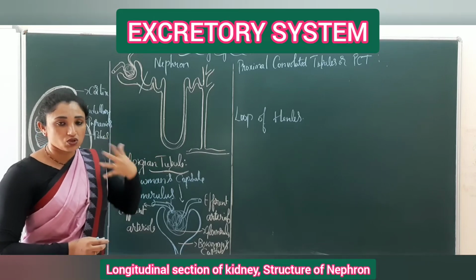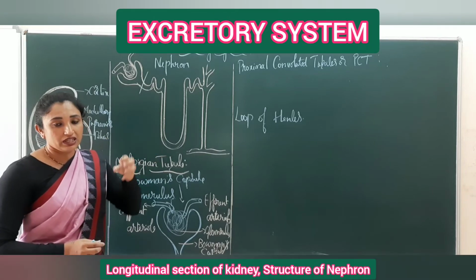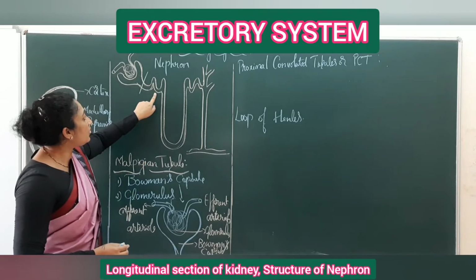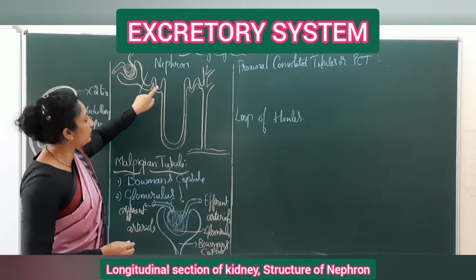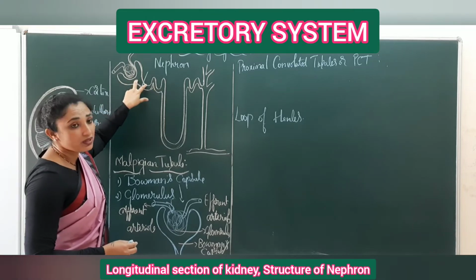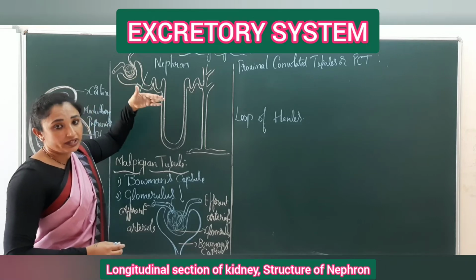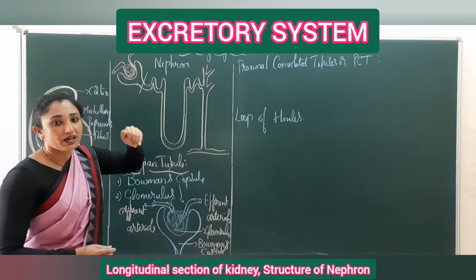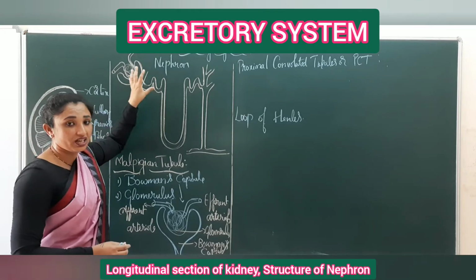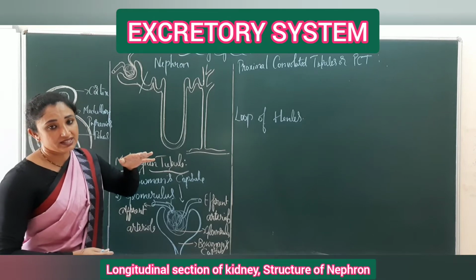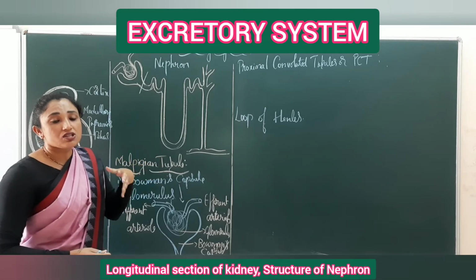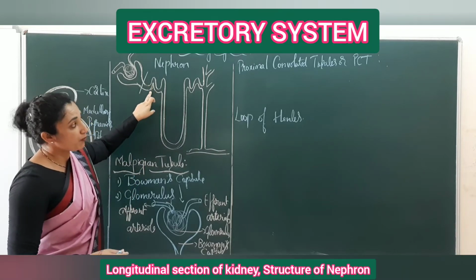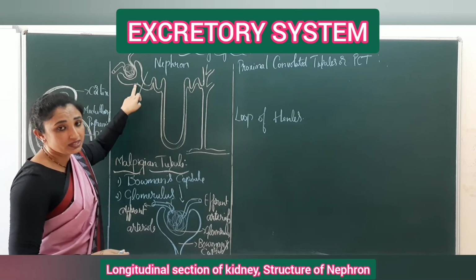When we closely observe the structure of the cortex of the kidney, we can see the dotted appearance, and this is because the proximal convoluted tubule and the Bowman's capsule are in the cortex, meaning the position of these two structures is in the cortex part of the kidney, and the presence of these two structures gives it its dotted appearance. Once again I repeat, why does the cortex of kidney have the dotted appearance? The answer is due to the presence of PCT, that is proximal convoluted tubule, and the Bowman's capsule.